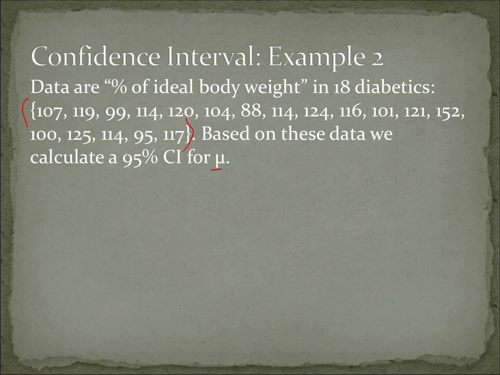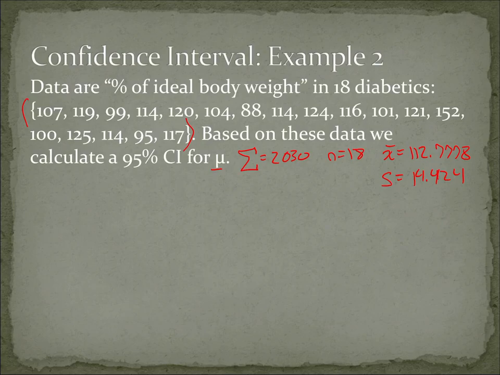So first thing we need to do is sum them all up and get an average. If you sum them all up, it's going to be 2,030 divided by 18, and you're going to get your x bar to equal 112.7778. Your standard deviation is going to be 14.424.